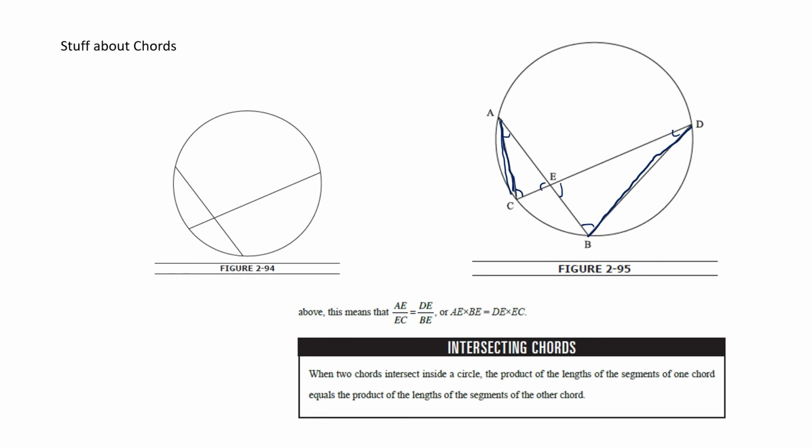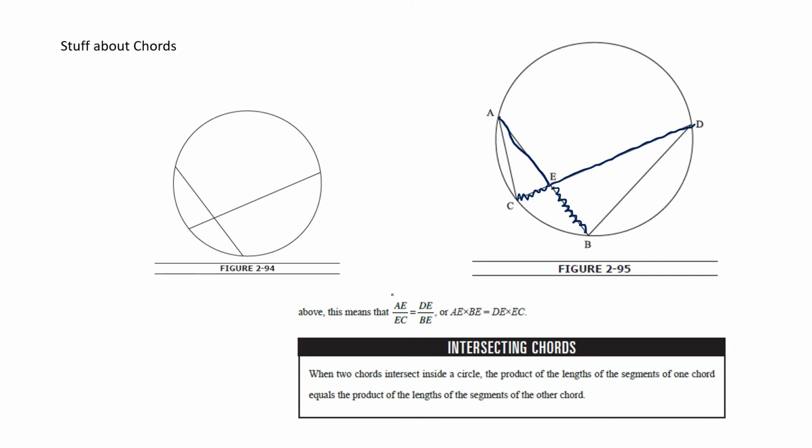It looks kind of complicated. It's really not. When two chords intersect inside a circle like these do, the product of the lengths of the segments of one chord equals the product of the lengths of the segments of the other chord. What that means is if you take this length and multiply it by this length, it's going to equal the same thing as this length multiplied times this length.